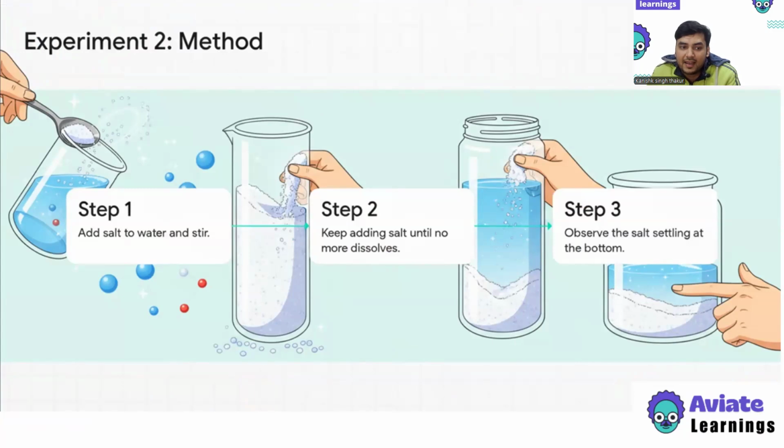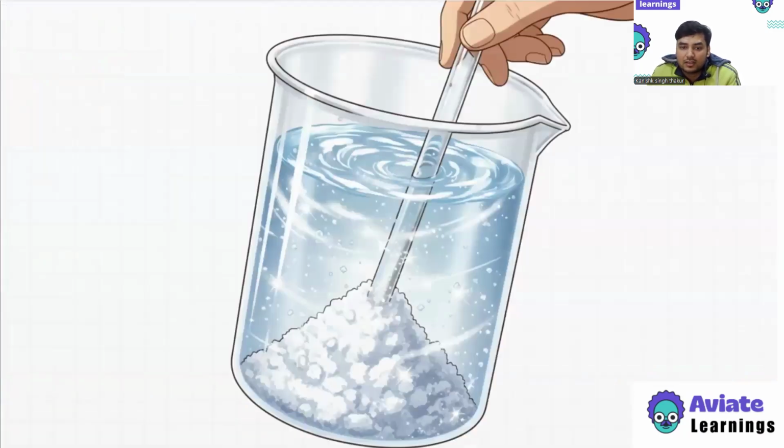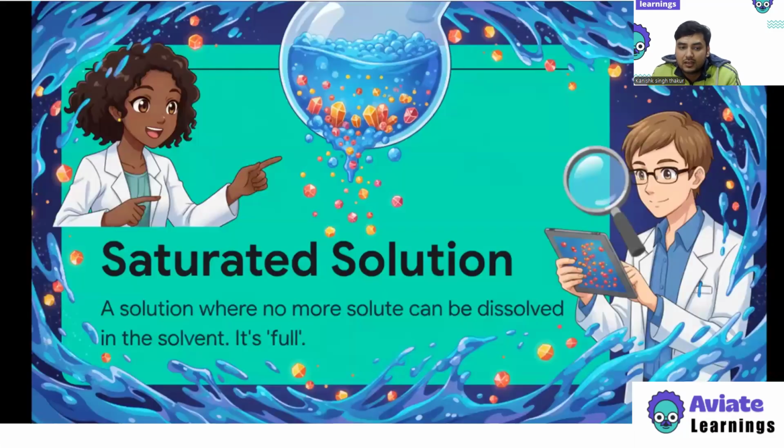First, I'll add salt and stir. I'll keep adding salt until no more salt dissolves, and I will observe the salt settling at the bottom. As you can see, I keep stirring and observe the salt settled at the bottom. When this type of condition happens, we call it a saturated solution.